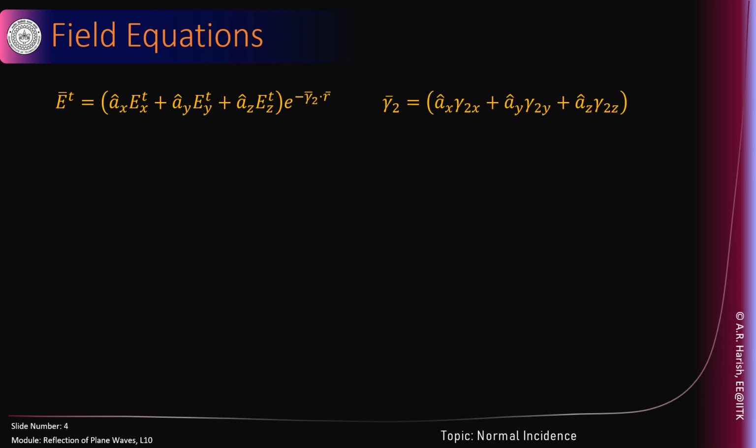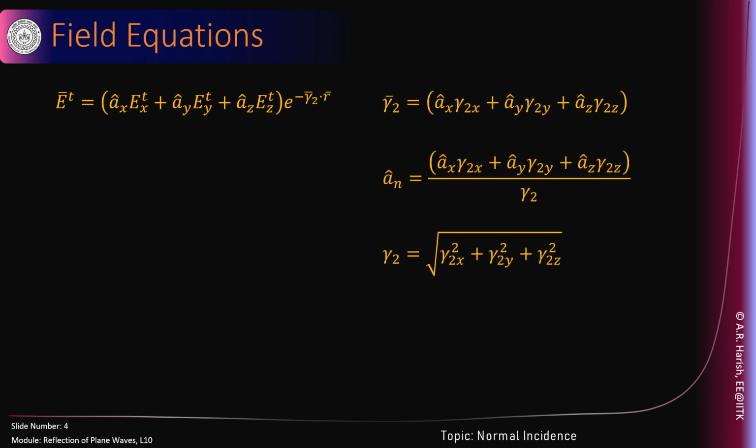What do we do now? We will compute the magnetic field H t. In order to compute it, we need a n cap, which is a unit vector in the direction of gamma 2 bar. So you get a n cap as gamma 2 bar upon the magnitude of gamma 2 bar, which is gamma 2. And what is the magnitude of gamma 2? It is the square root of gamma 2x square plus gamma 2y square plus gamma 2z square. Once we know this, we can compute H t, the transmitted magnetic field in region 2, as 1 upon eta 2 times a n cap cross E naught bar e to the power of minus gamma 2 dot r.